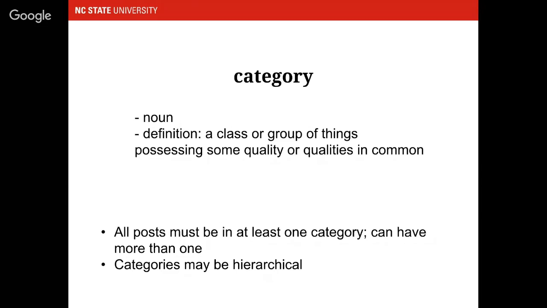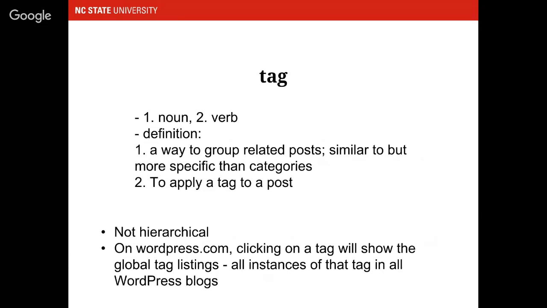So categories are a way of organizing your posts in WordPress. Another way of organizing your posts in WordPress is by using tags. A tag can be used as a noun or a verb. As a noun, it's another taxonomy, just like categories. It's a label that you can apply to posts to show that they're related to each other. But typically, they're used in a way that's more specific than categories.